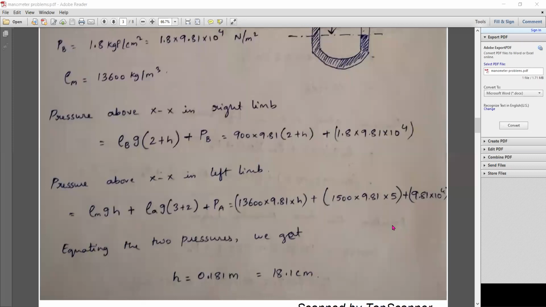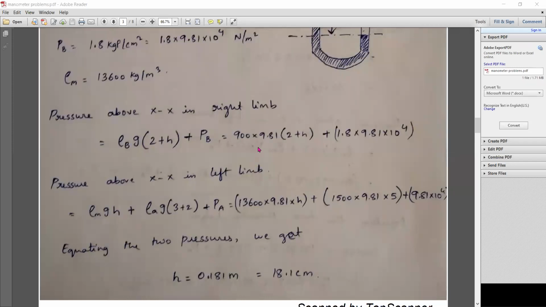Sir, answer 1.45 meters. You're not getting which is equal to 1.45. This one you're not getting 0.18. Sir, I'm getting it, sir. You got it. Okay.